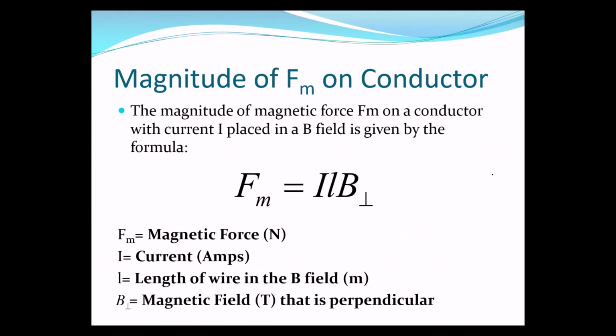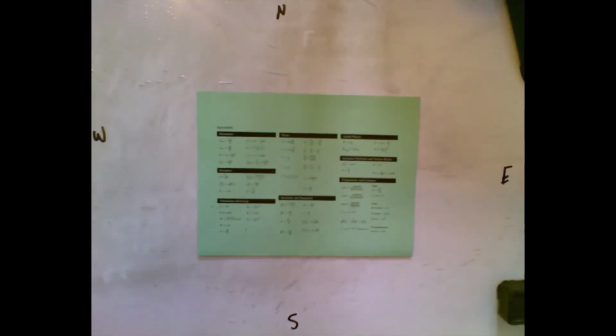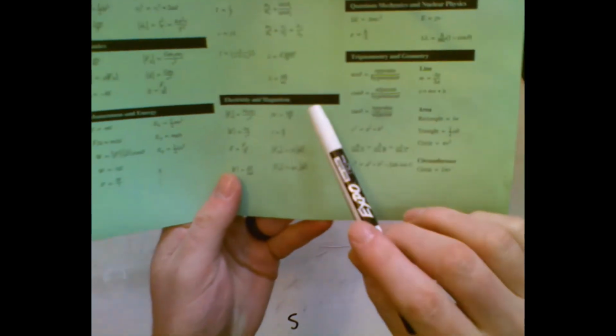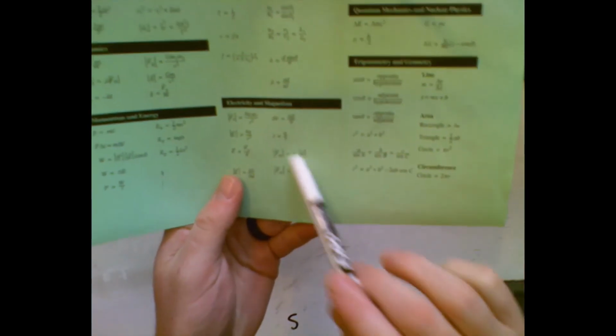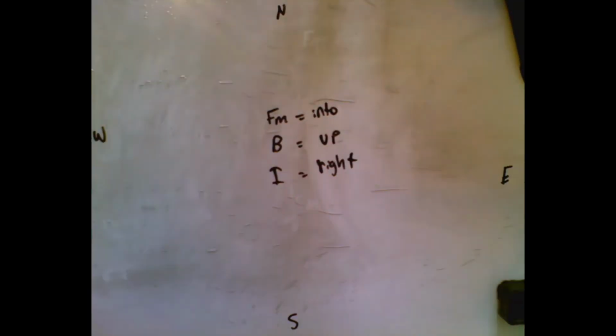So we can find this on our data book. Let me just grab the data book out. So you can find it on your data book under electricity and magnetism, and Fm equals ILB is the second one from the bottom there.